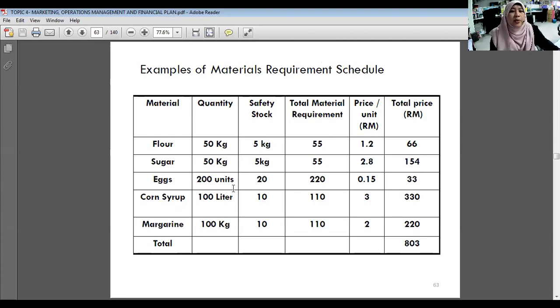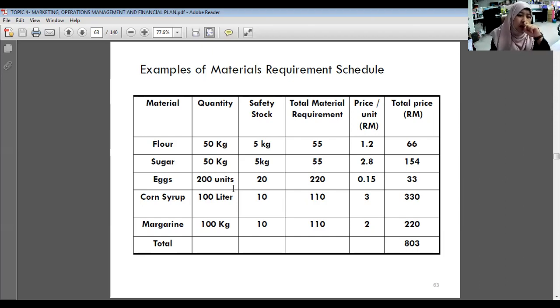Why? Because I give you an example here: flour, sugar, eggs, corn syrup, and margarine. Maybe you want to make donuts or some cakes. The quantity is 50 kilogram of flour, and safety stock refers to your backup or in-store stock. If you use 50 kg, you have another 5 kg balance as backup, which we call safety stock. So the total material requirement is 50 kg plus 5 kg equals 55, times 1 ringgit 20 cent equals 66 ringgit.